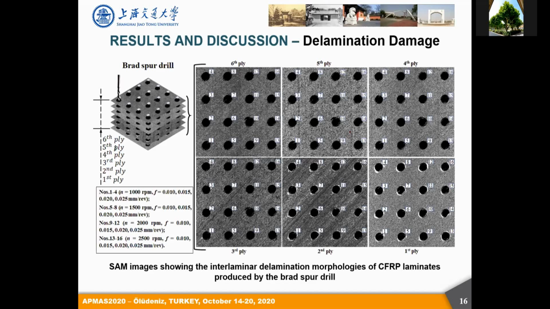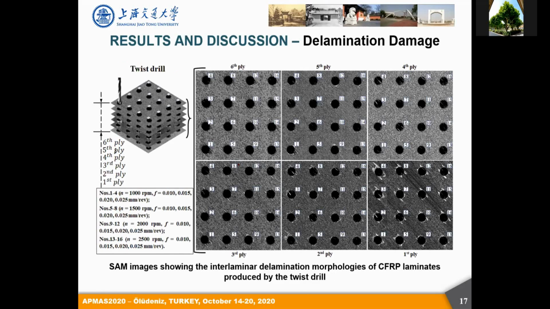Additionally, we also use the SAM equipment to identify the interlaminar delamination damages occurring inside the hole walls. The first image is just for the brad and spur drills. We will see that from the entry side to the exit side, when the drill edges approach the exit side, there is an increasing extent of the delamination damages. Basically, machining the composite entails the formation of severe delamination damage, which is a key factor accounting for the rejection of the final composite materials.